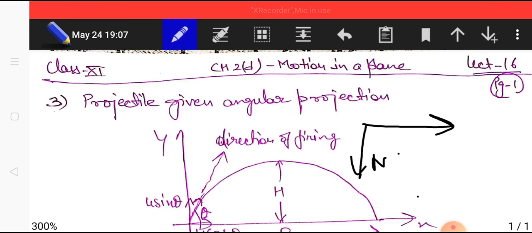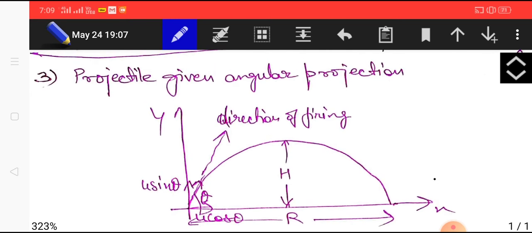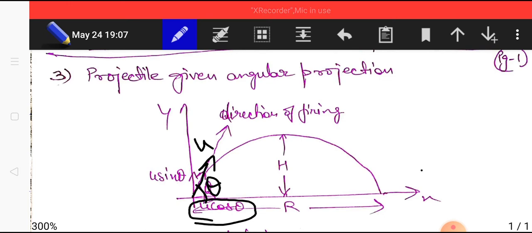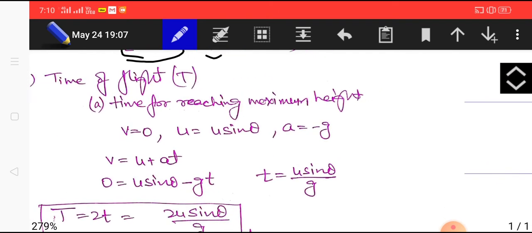So now, moving ahead one step, we have the angular projectile. An angular projectile is an object which is given some initial velocity at some angle from the horizontal direction. Then it has velocity u. It has two components: horizontal component u cos theta, and vertical component u sin theta. The maximum height achieved by it is h, and the maximum range where it will touch the ground is r. In this derivation we will study how to calculate these three vital parameters of a projectile.